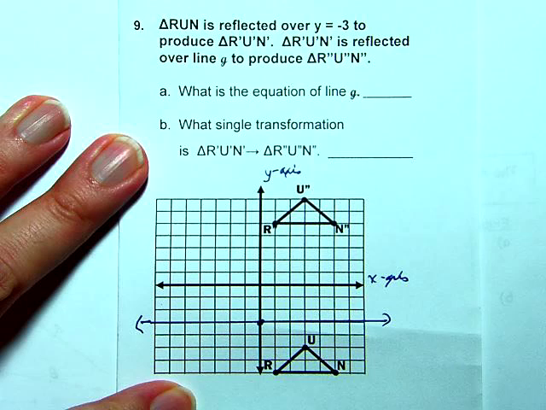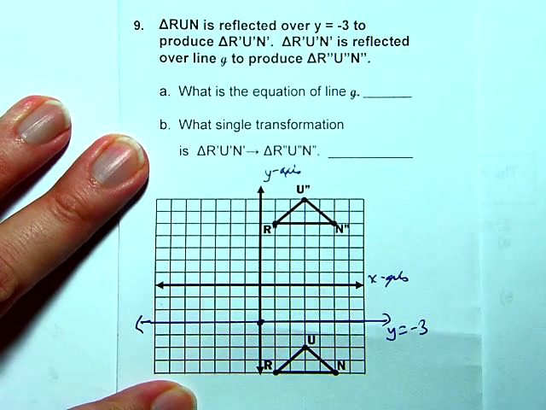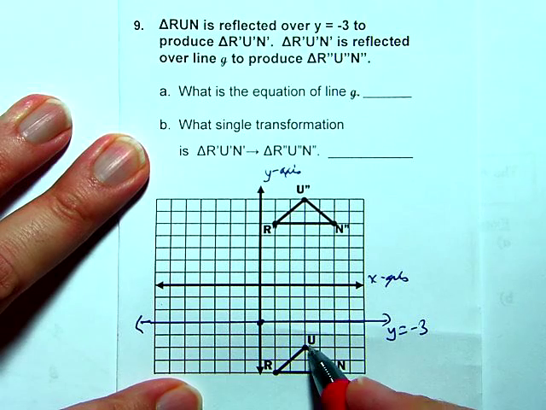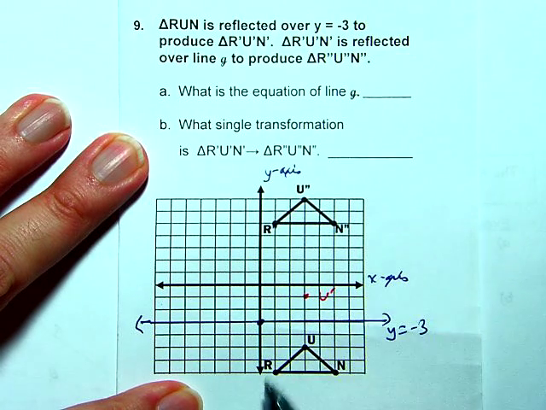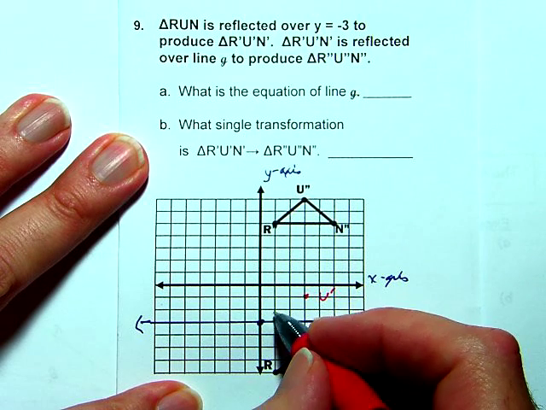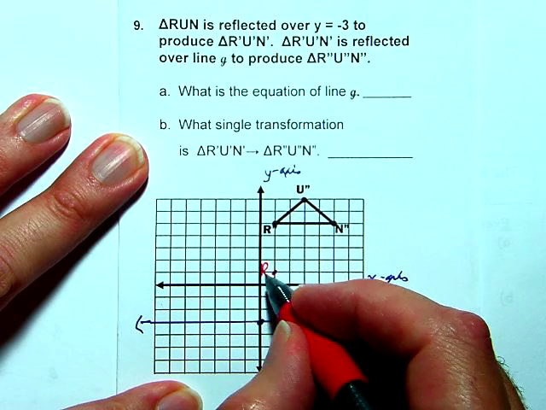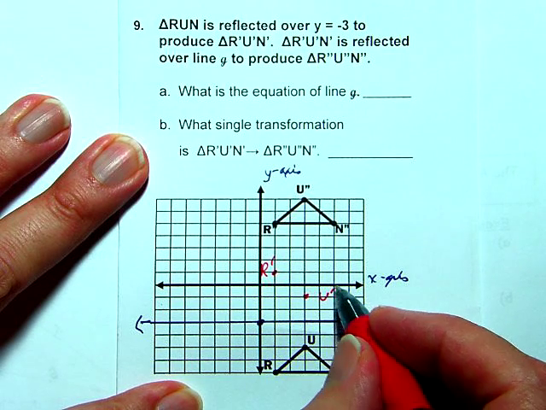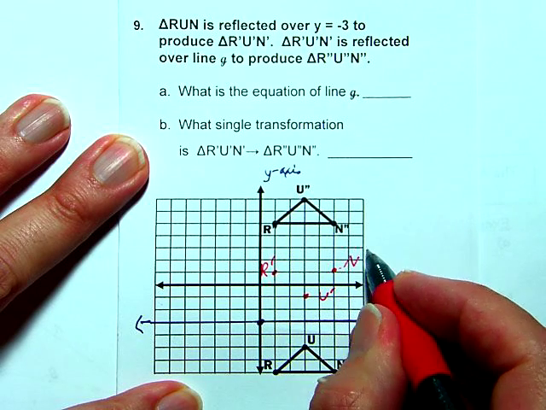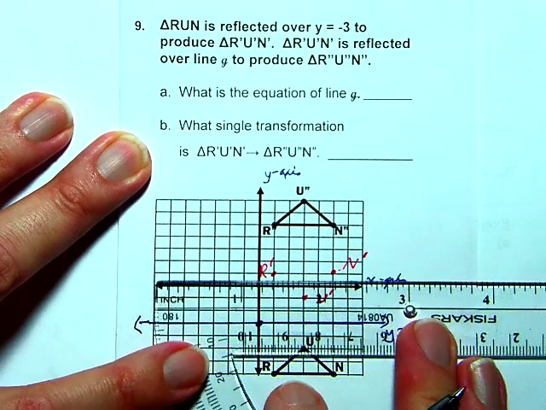Let me make sure I labeled it. Y equals -3. Okay, let's reflect the triangle. U is 2 below the line, so U prime is going to be 2 above the line. R is 1, 2, 3, 4 below the line, so R prime is going to be 1, 2, 3, 4 above the line. N is also 4 below, so N prime is also going to be 1, 2, 3, 4 above. Okay, so there we've got our triangle R prime, U prime, N prime.